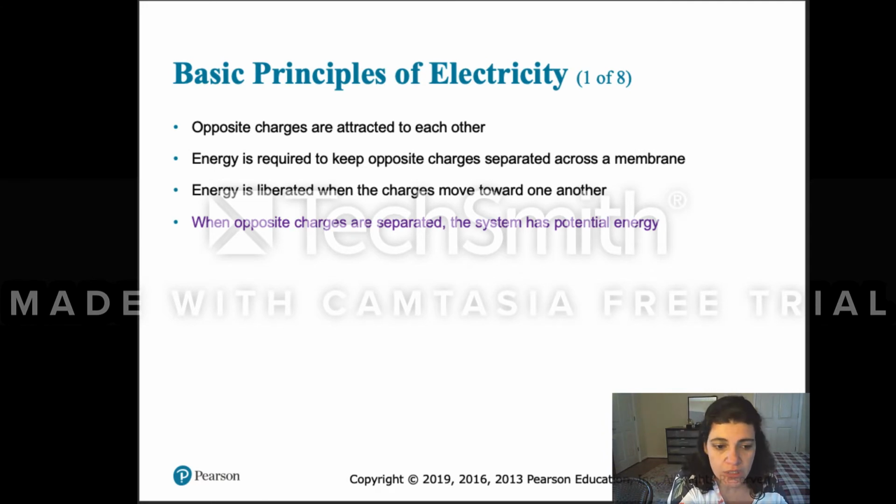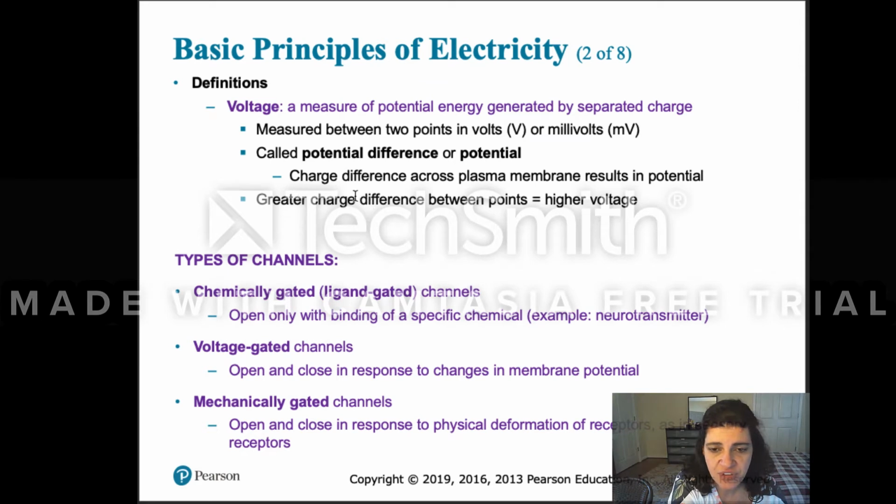So you have definitions that we need to know. Voltage is a measure of potential energy generated by separated charges. You're going to have three types of channels, and we're mostly going to talk about the first two. Chemically gated channels depend on a ligand. In our case here for neurons, it's going to be a neurotransmitter that binds to a channel and opens a gate. So sodium goes in the cell, okay?